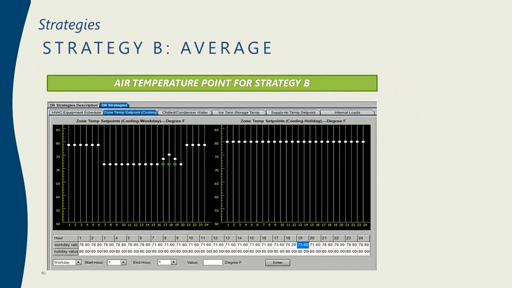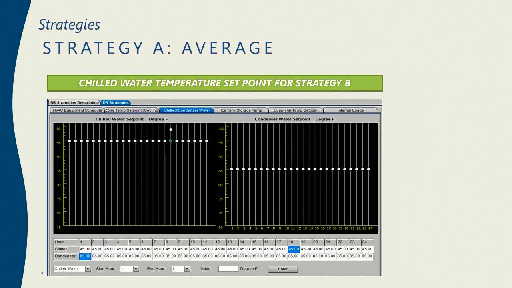This is the air temperature set point for strategy B. This is the chilled water temperature set point for strategy B.